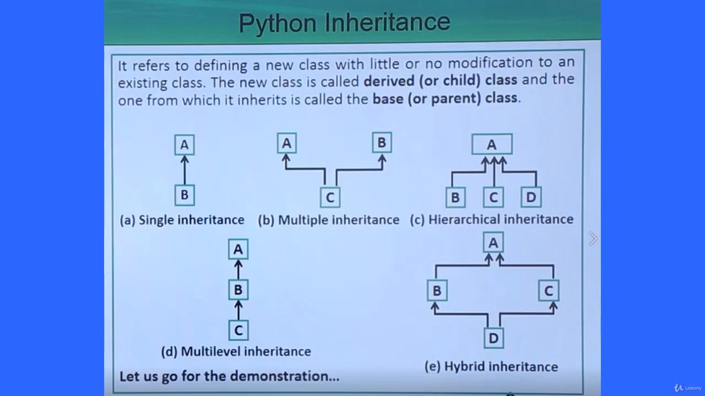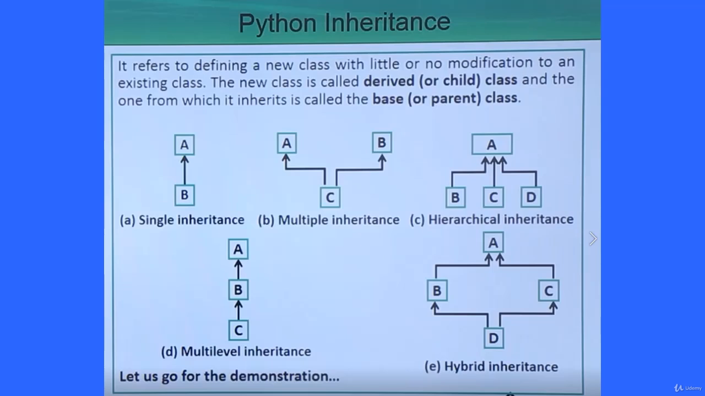We also have hybrid inheritance. What is the meaning of hybrid inheritance? Here you see there is one base class, these are the derived classes, and now for this D, B and C are the base classes and D is the derived class. That is known as hybrid inheritance. It is nothing but hierarchical multiple inheritance.